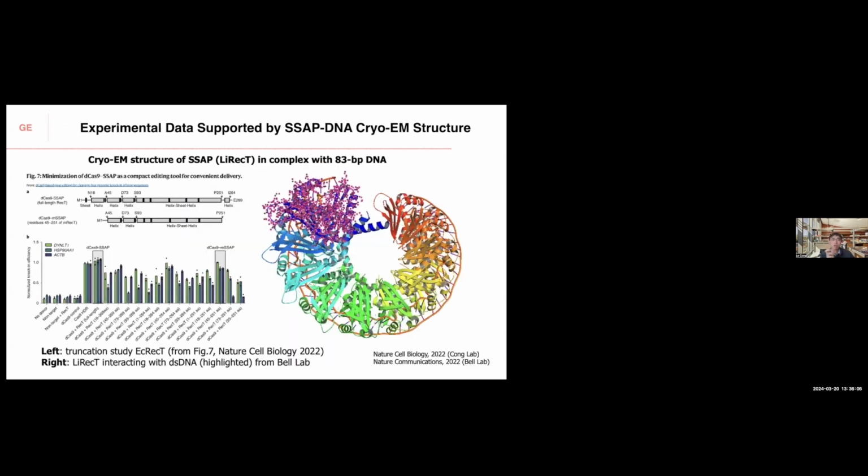And of note, we previously did some truncation studies even before we learned about the structure work. But you can see that the truncated parts are the parts that have now been shown in the structure to not directly contact the DNA. So the experimental work and the structure work align really well with each other. So this strengthens our hope that through this rational engineering, we can improve the activity of SSAP even further.